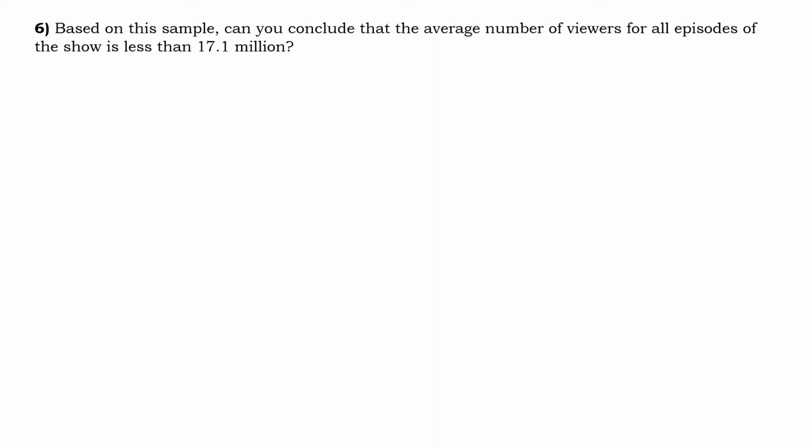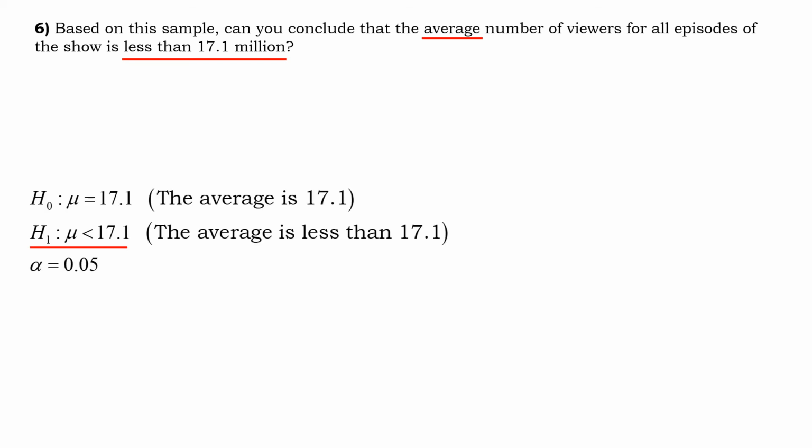So we have a sample, and we want to know if the average number of viewers for all the episodes, for the entire run of the entire series, is less than 17.1 million. So again, this is what I want to decide. This will determine my alternative hypothesis. So I'm interested in the average, and I want to know if the average is less than 17.1 million. Remember, my units are in millions, so I'm just going to use 17.1 to represent 17.1 million.